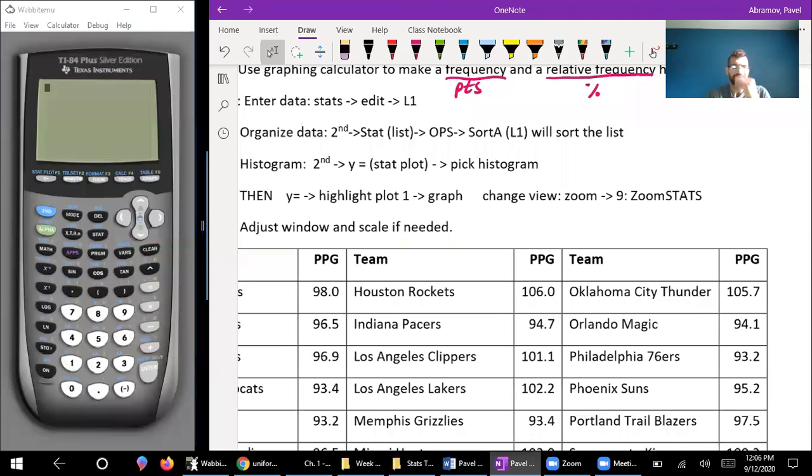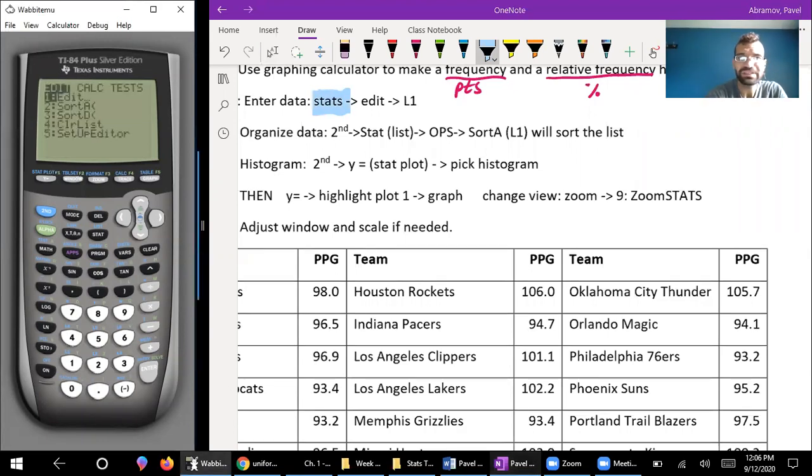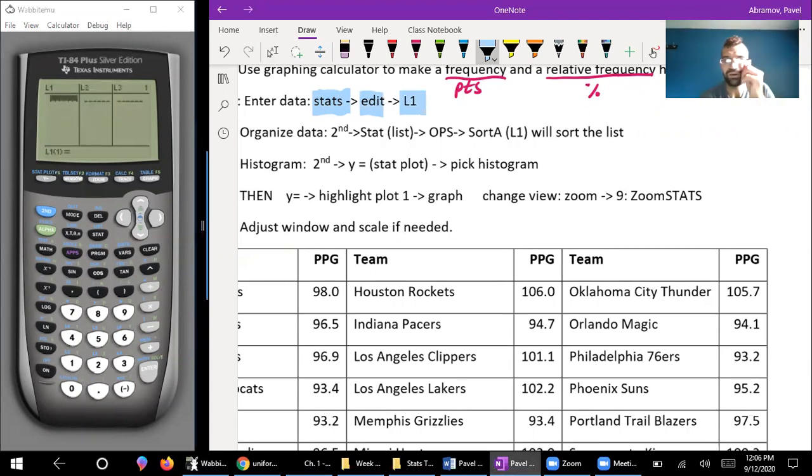In order to enter the data, we're going to enter it in what's called the lists. To enter data, we're going to press the stat button, then go to edit. That's number 1 there, and press enter, and then go to L1. That's at the very top. Unfortunately, I cannot point to it for you, but at the top you'll see L1.